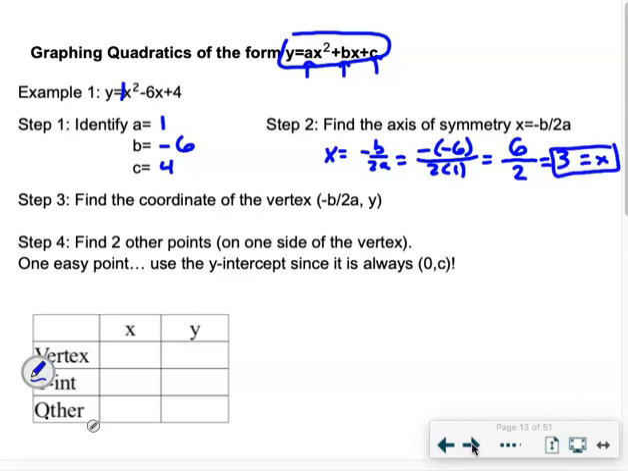That is the x-coordinate of the vertex. The y-coordinate of the vertex, what I need to do is I need to plug in 3 for x. Okay?